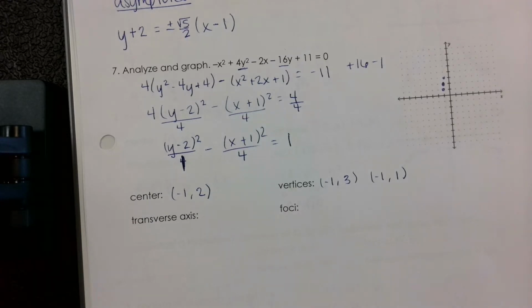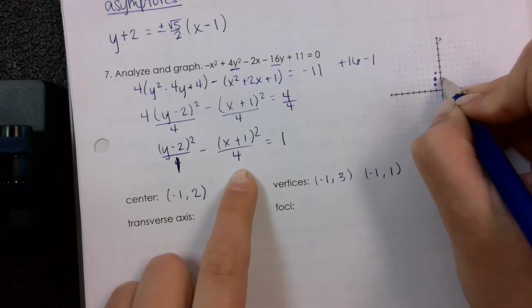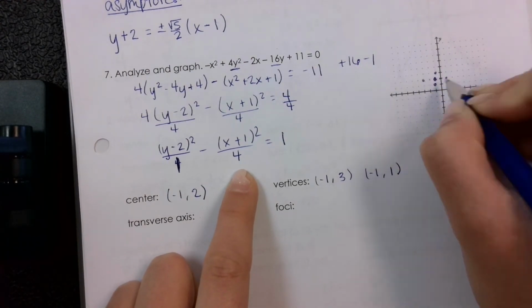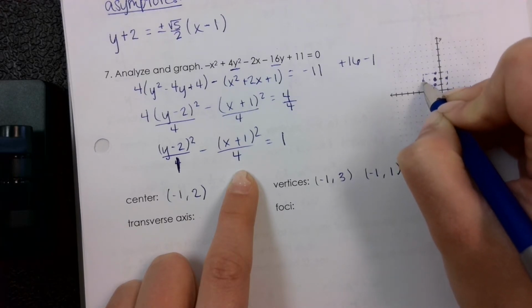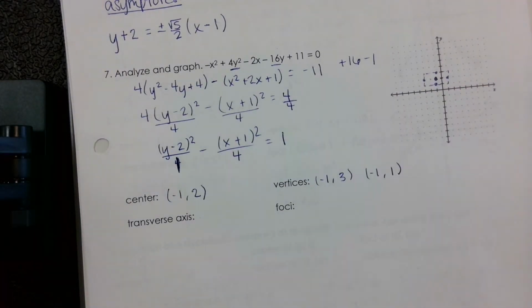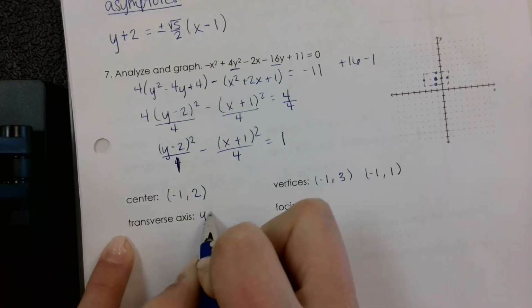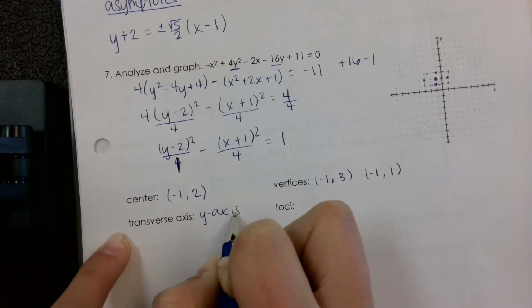How far do we need to go in the x direction? 2. So we'll go over 2 and 2. So you can go ahead and get your box from there. Your transverse axis is the axis that we opened up to, and we already said that's which one? Your y-axis. So it's going to open up and down.